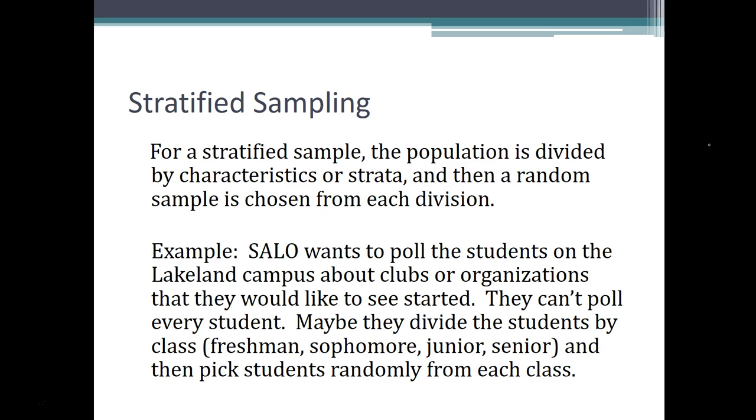But you want to try to get a good sampling. So one possibility might be to divide the students in Lakeland up by their class standing: freshman, sophomore, junior, senior, and then pick students randomly from each of those classes. That's one way to do it. By dividing them up into classes, you're getting a variety of experiences in college, and then by picking randomly from those divisions, you should be able to get a good representation of race, gender, class, etc. So that's one possibility. It's not the only way to do it, but it's one way to do it.